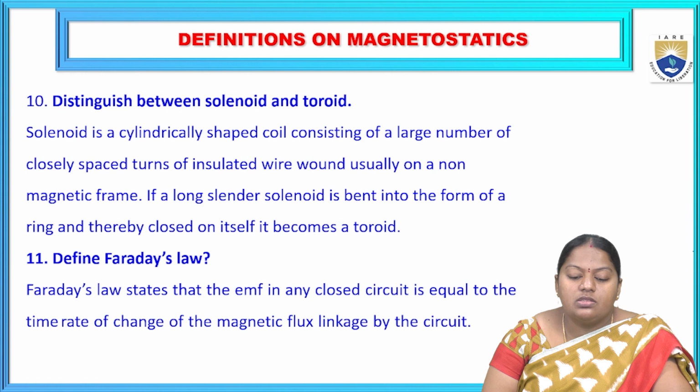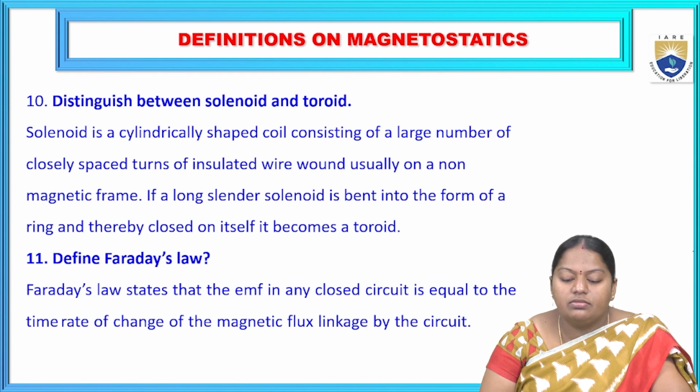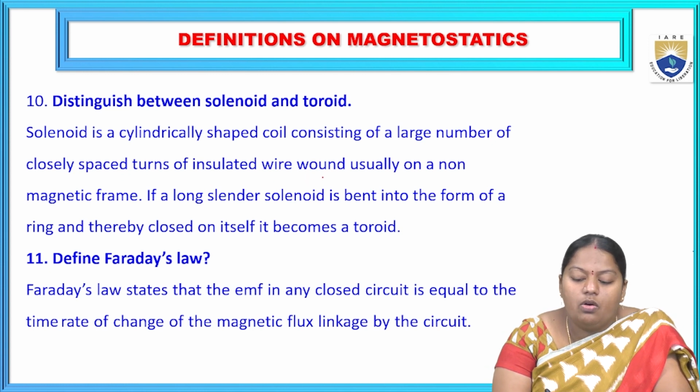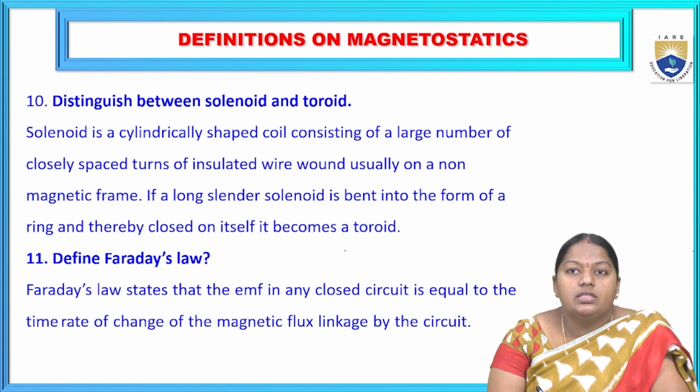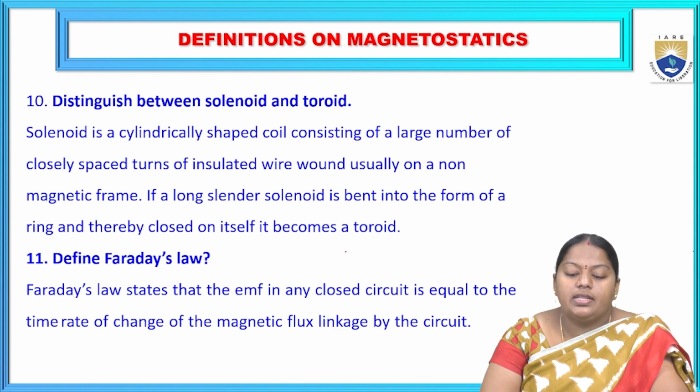Next, distinguish between solenoid and toroid. A solenoid is a cylindrically shaped coil consisting of a large number of closely spaced turns of insulated wire wound usually on a non-magnetic frame. Whereas if a long cylindrical solenoid is bent into the form of a ring and thereby closed on itself, it becomes a toroid. This is the fundamental difference between solenoid and toroid.